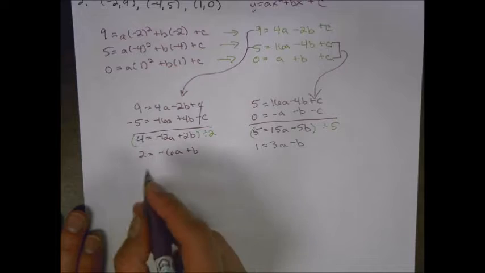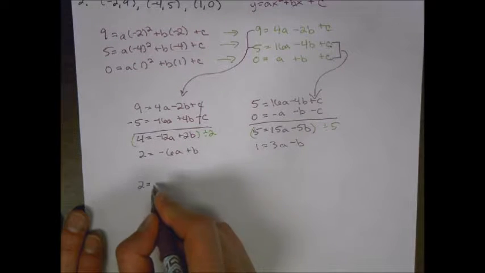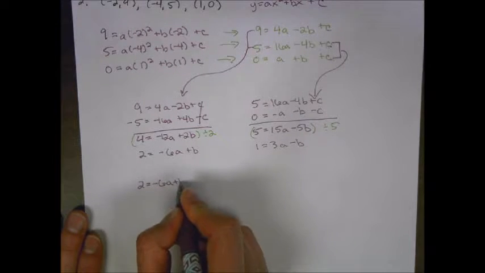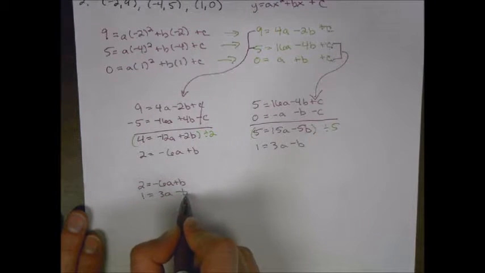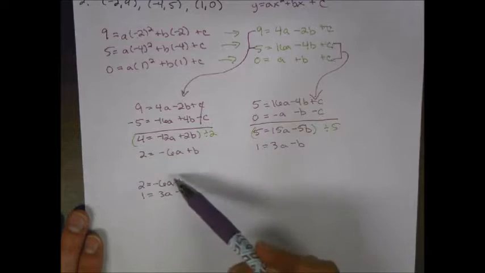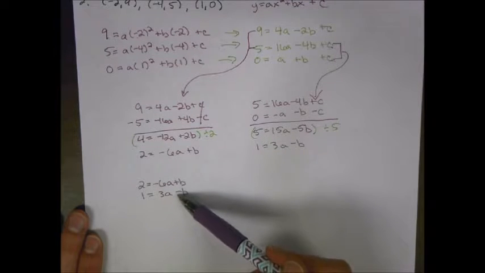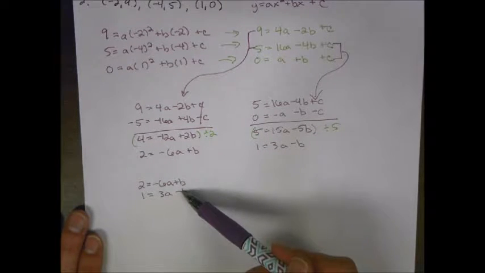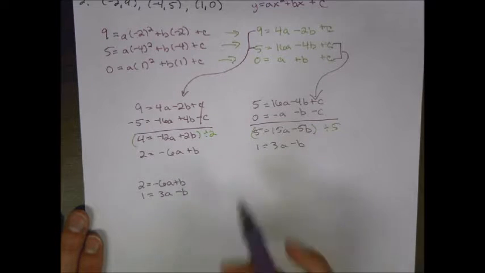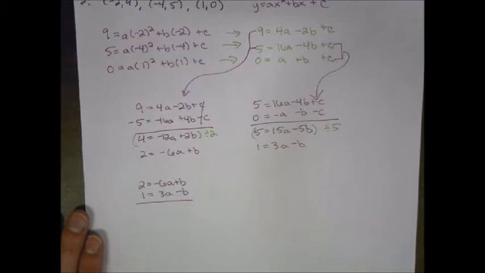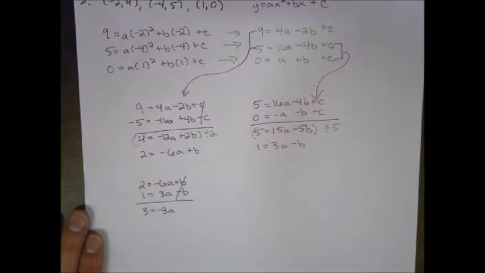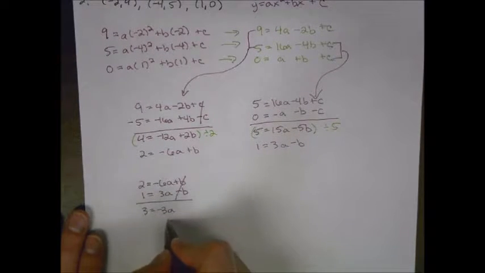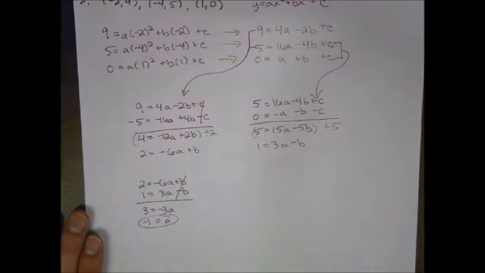So my system of 2 equations, I'm going to have 2 equals negative 6a plus b. And then let's stack them. 1 equals 3a minus b. As we look at this, if I combine these right now, would something be eliminated? Yes, my b's would be eliminated. So I'm good. So 3 equals negative 3a. My b's cross out. Divide by negative 3, a equals negative 1. We got our first answer.